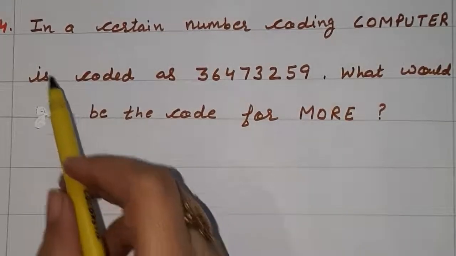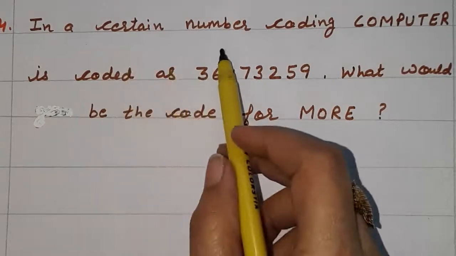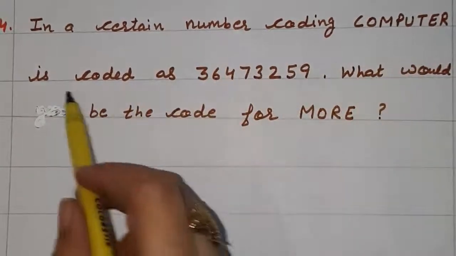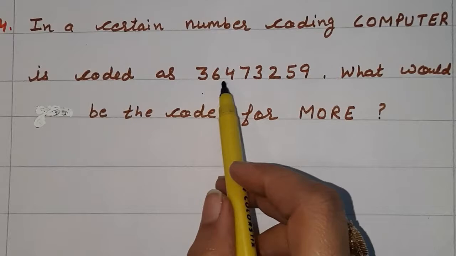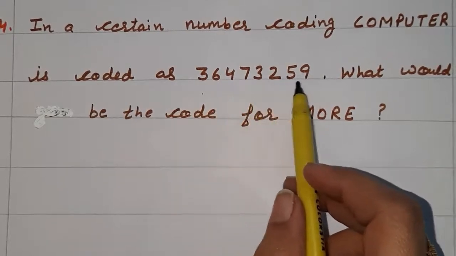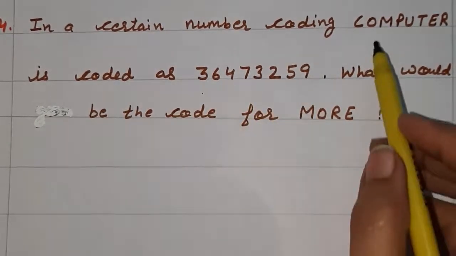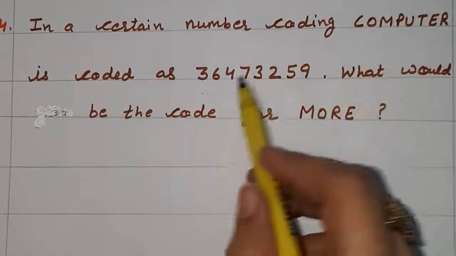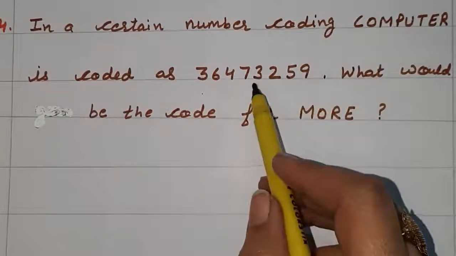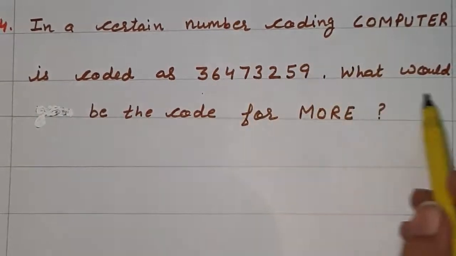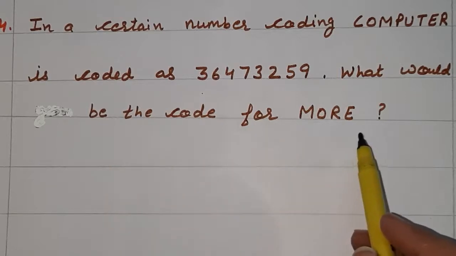Now next question, question number 4. In a certain number coding, computer is coded as 36473259, C3O6M4P7 like this. What would be the code for more?